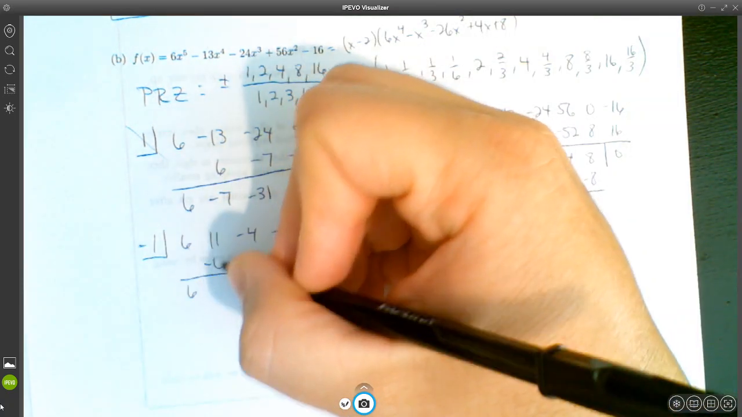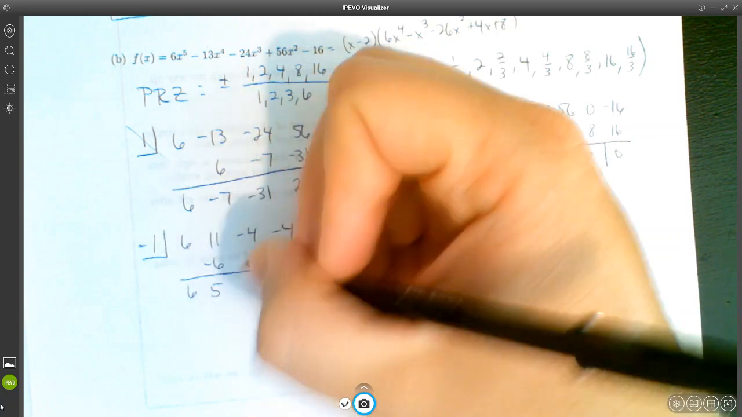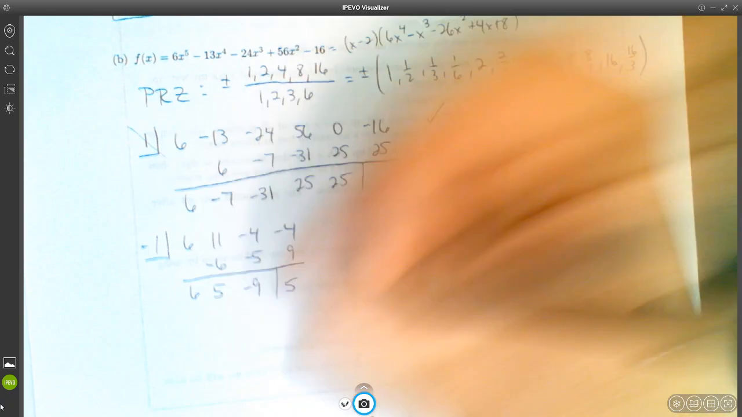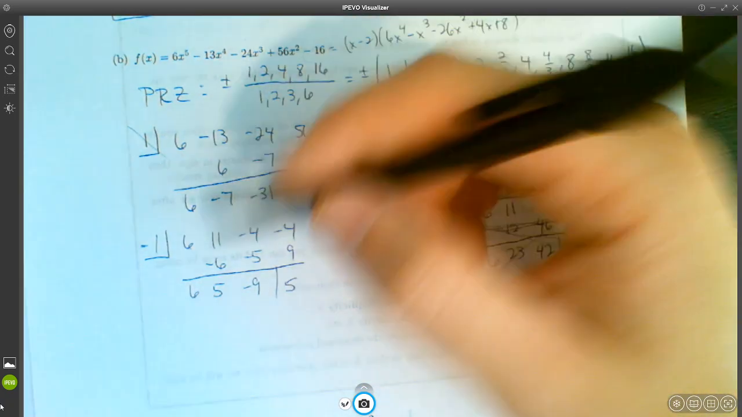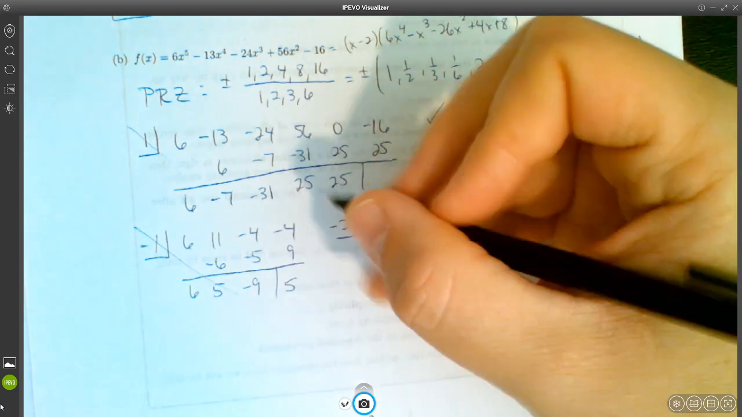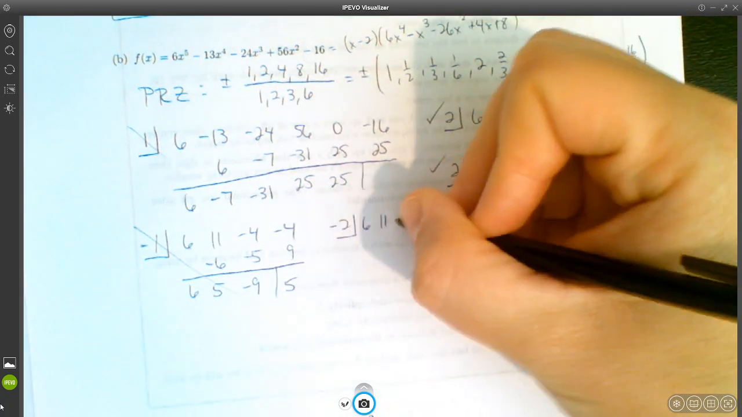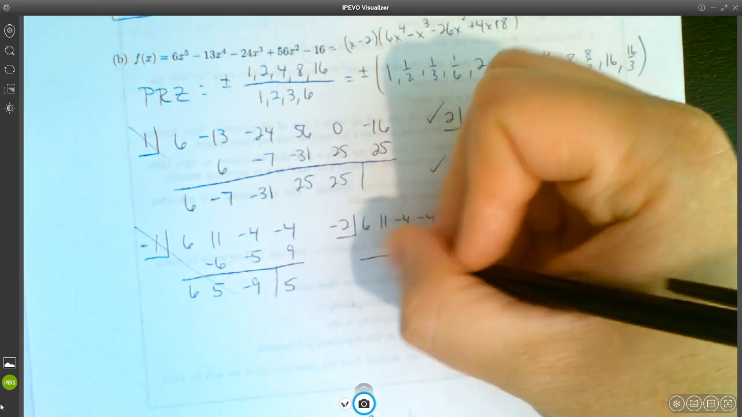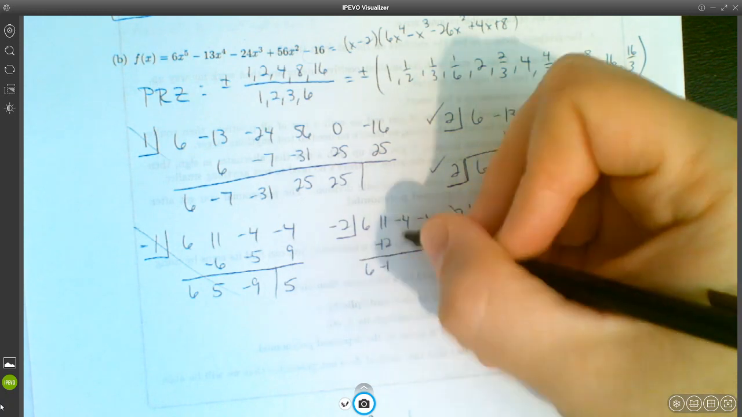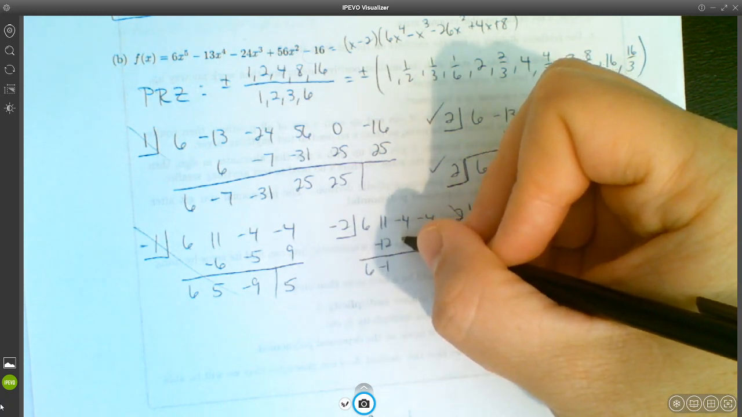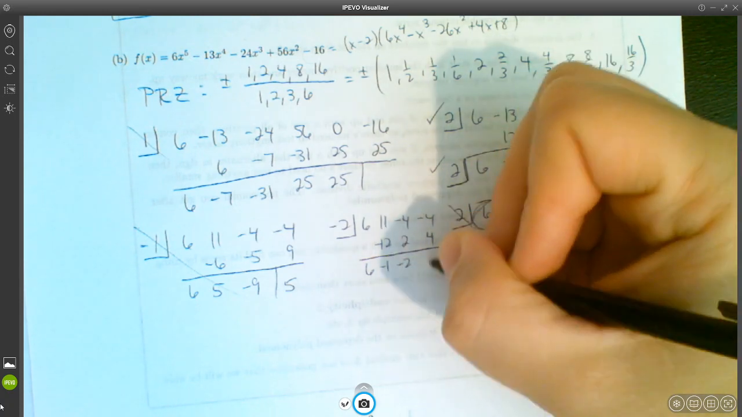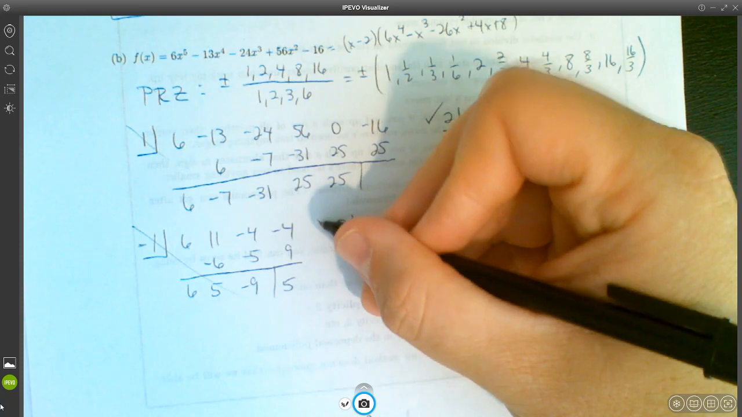-6, -6, 5, -5, -9, 9, and 5. Okay, so -1 is not a 0. Maybe -2 is. -6, -12, -1, 2, -2, 4. There we go. So -2 is a 0.